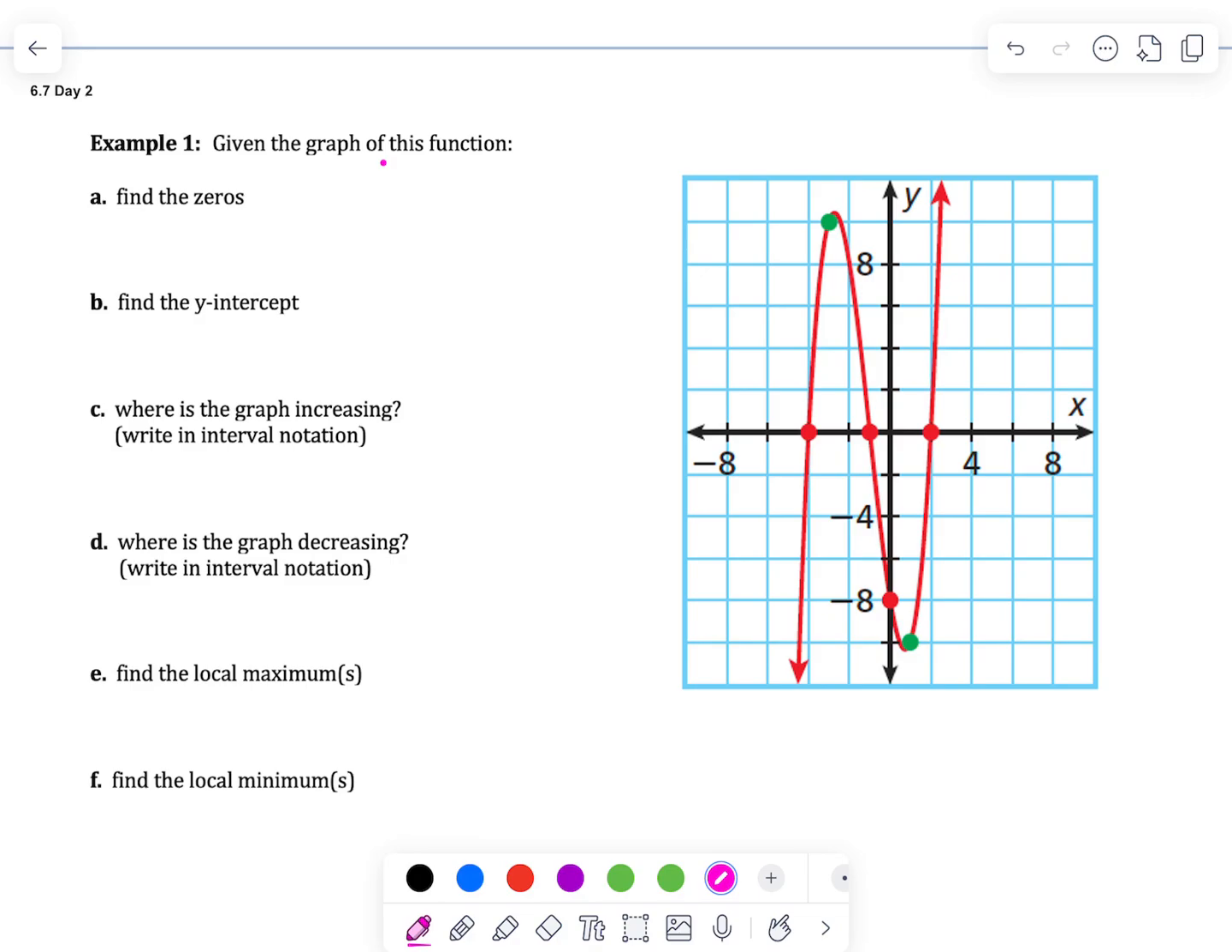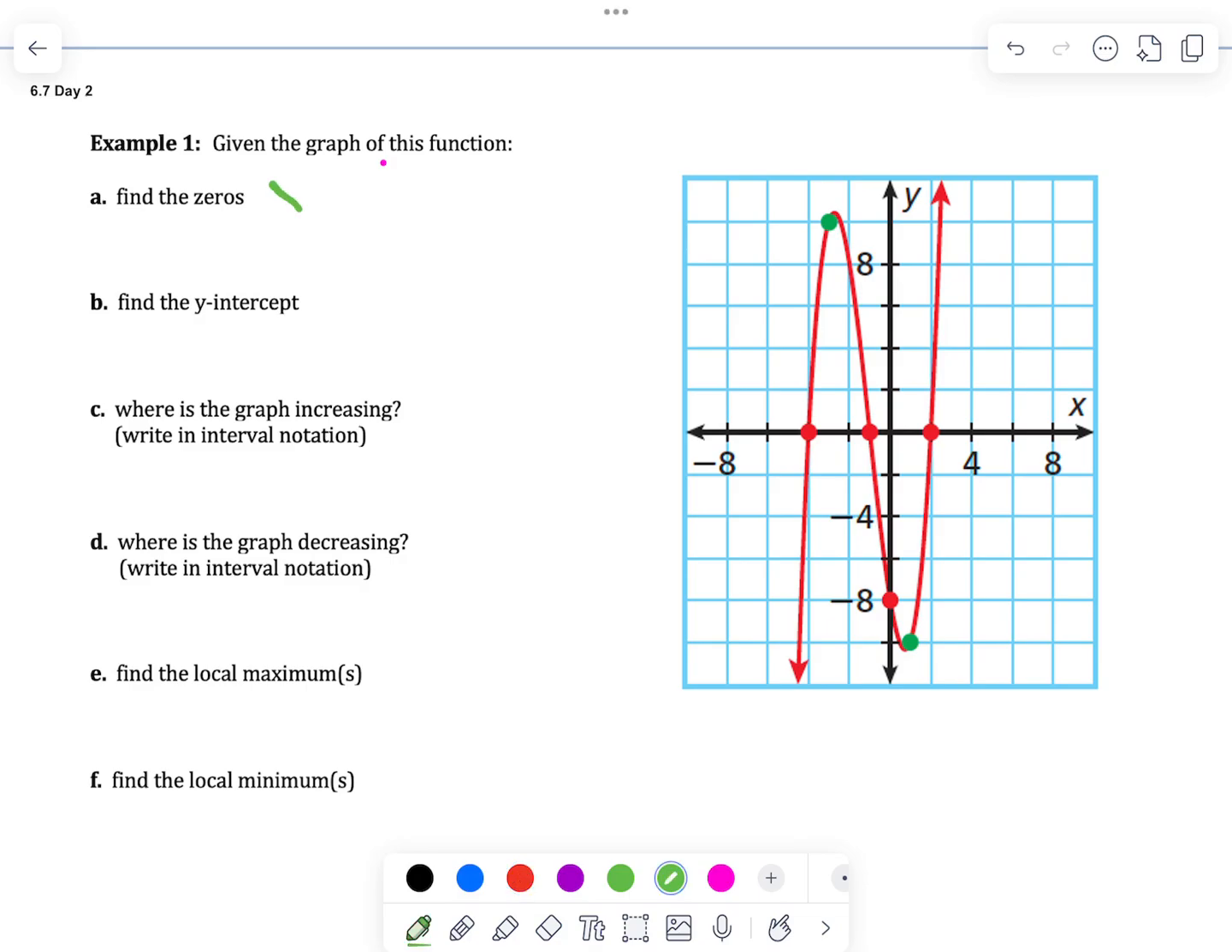All right, in a previous lesson, we've been studying end behavior, turning points, leading coefficient, and degree. And now we're going to move on to being given a polynomial function graphed, and we want to find the important pieces. So here is our polynomial, and we want to find the zeros.